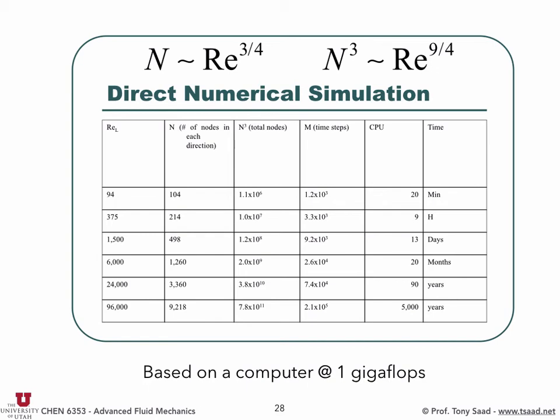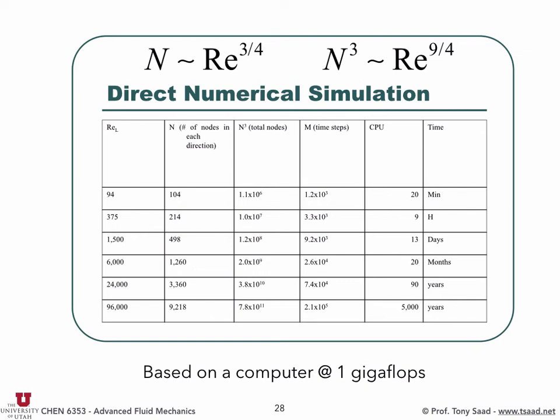Now, we can get an idea of how much this would cost us based on an old calculation from Stephen Pope's book, with a computer that does 1 gigaflops, so flop is floating point operation per second, okay? So for a Reynolds number of 94, we need about 10 to the 6 grid points, and however many million time steps, 10 to the 3 million time steps. This would take about 20 minutes to calculate. But Reynolds 94 is really not that turbulent, okay? So it is a very small Reynolds number. So the flow is probably laminar. That's why you can do this calculation really easily.